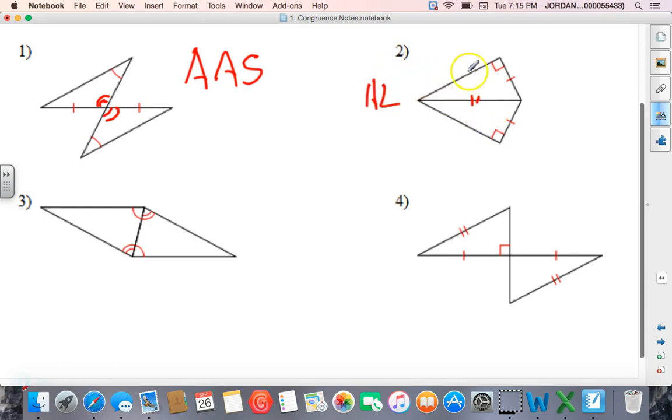It's a right triangle, right? They both have 90-degree angles. The hypotenuse is the same on both triangles, and one of the legs is the same. So you can use hypotenuse leg on that one right there to determine that they are congruent.